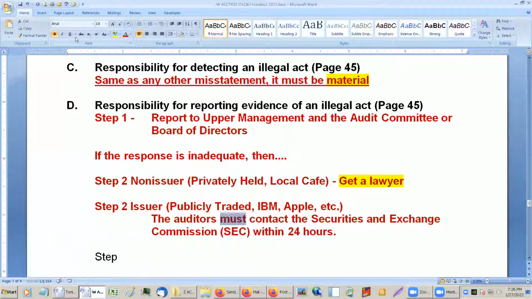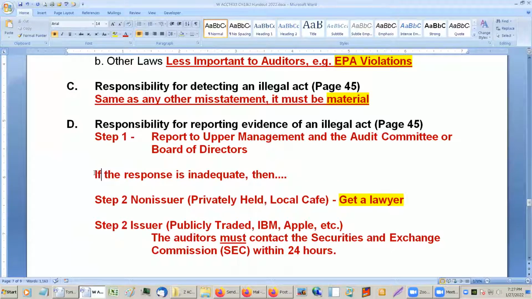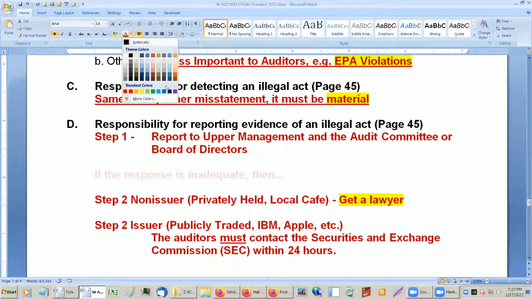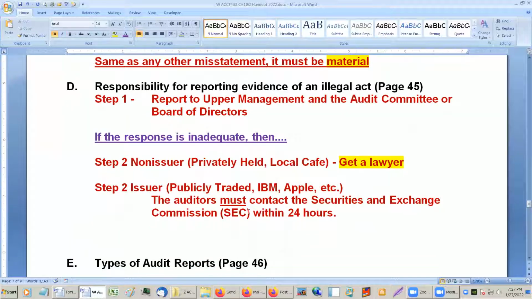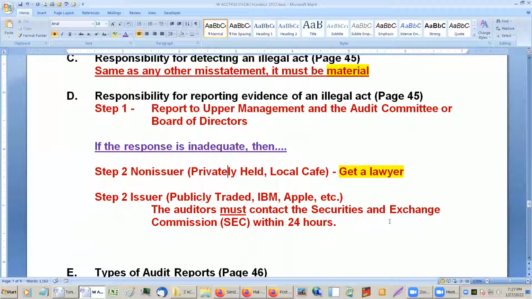Now, the keyword there is must. If you don't report it in 24 hours, you're going to be in trouble too. It's not just going to be your client. So the auditor must contact the Securities and Exchange Commission within 24 hours. So if the response that comes back is inadequate, non-issuer, you get a lawyer. Issuer, you contact the Securities and Exchange Commission within 24 hours.